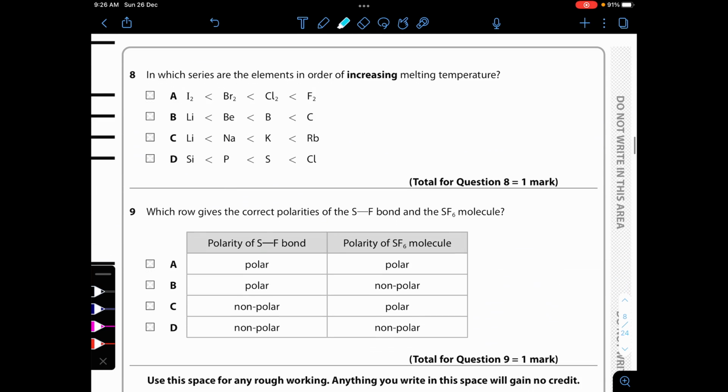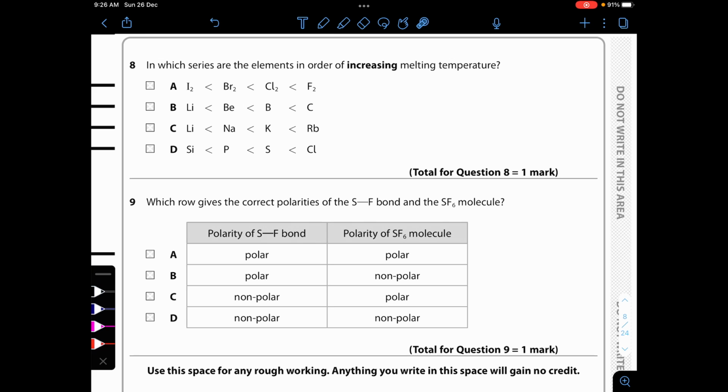Let's move on to question number 8. In which series are the elements in order of increasing melting temperatures? So increasing melting temperatures. Okay, so let's go. A, iodine is a solid, and F2 is a gas, so that's not increasing temperature, that's decreasing. What about B? We have Li, Be, boron, and carbon. Carbon is fairly hard to melt compared to lithium. It's a very soft metal, so this is probably right. Let's move on to the next.